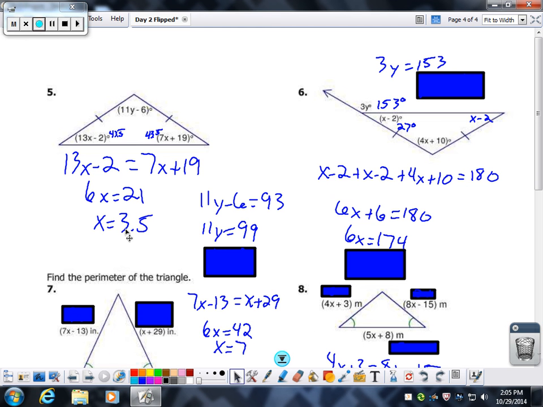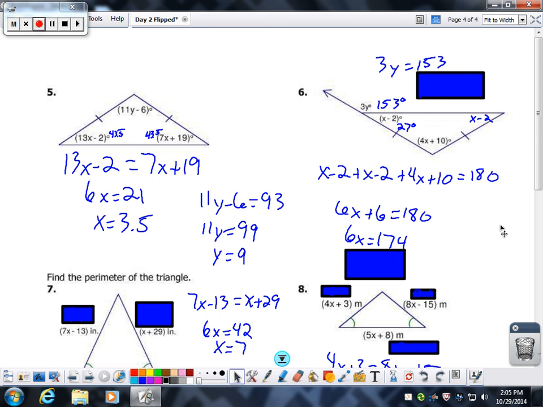Now that we know that x equals 3.5, we've got to plug it back in to find the measures of the base angles. The base angles come out to be 43.5, so when you add them together they're equal to 87, which means that this top angle up here has to be 93, because 93 and 87 equal 180. So 11y minus 6 equals 93, 11y equals 99, and y equals 9.